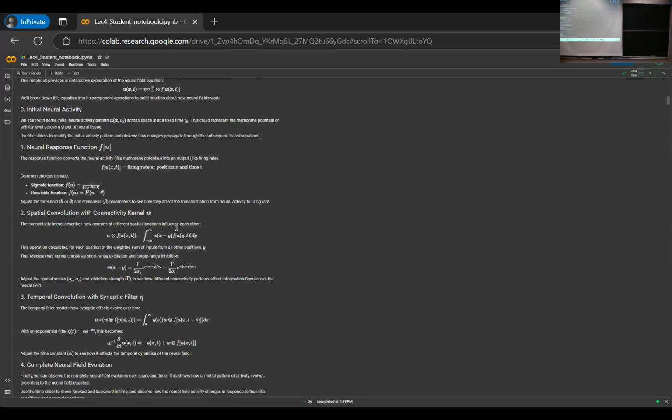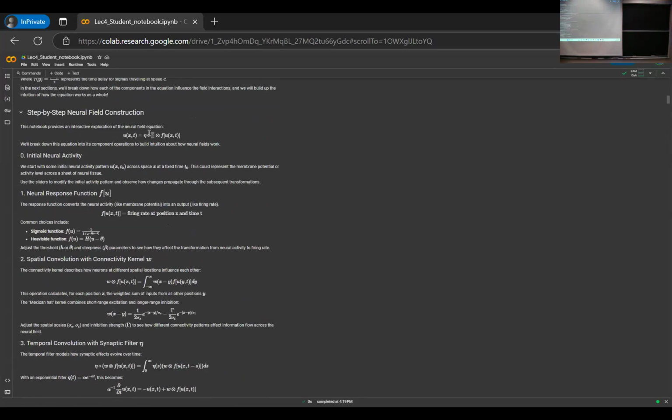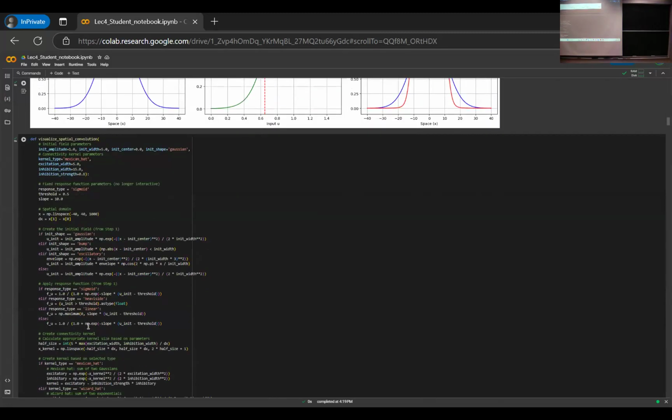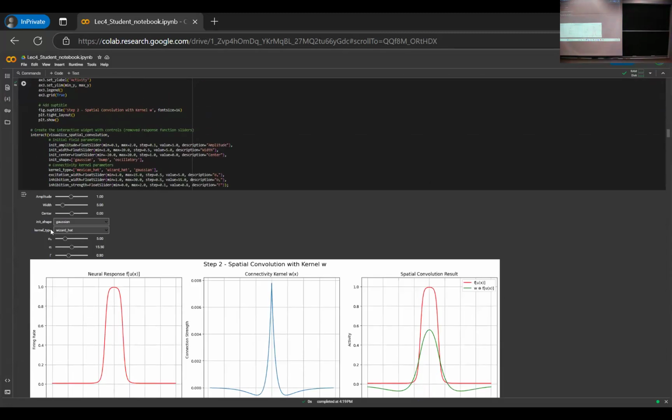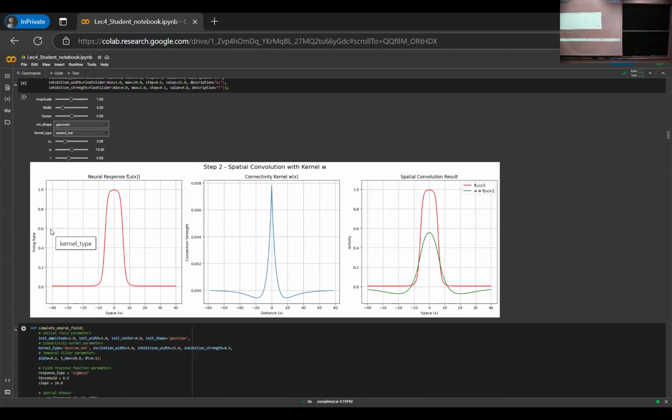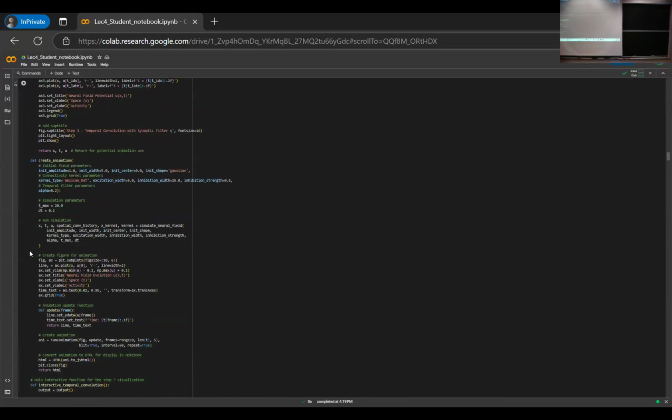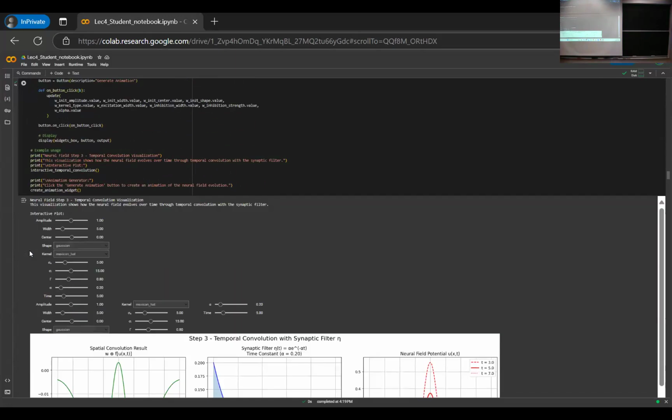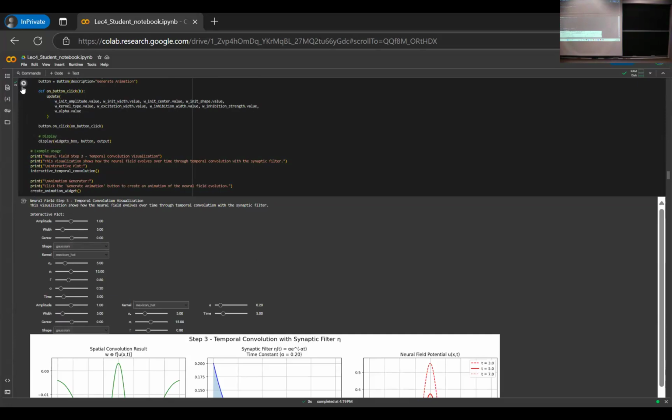So we're 75% through the equation. There's one extra step, the temporal convolution. The temporal convolution is essentially how the activity evolves and plays out over time, which, again, is a similar concept to what we've seen before.